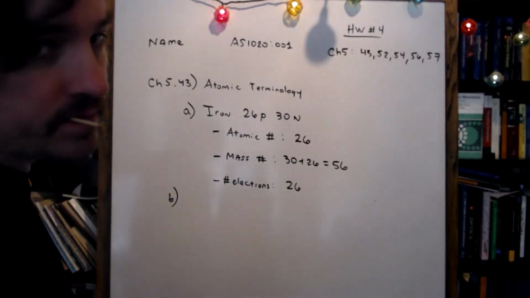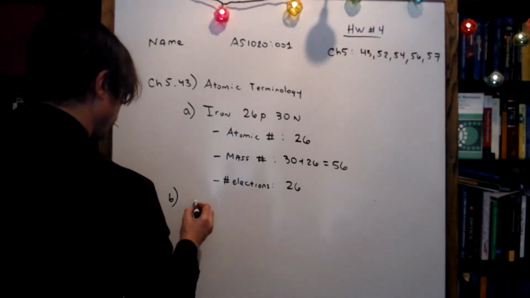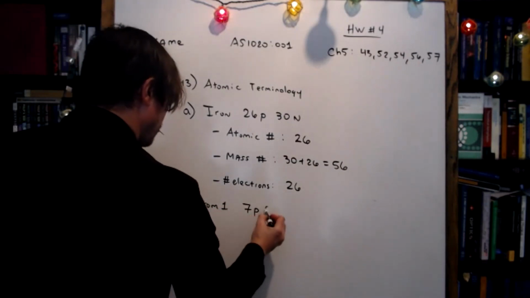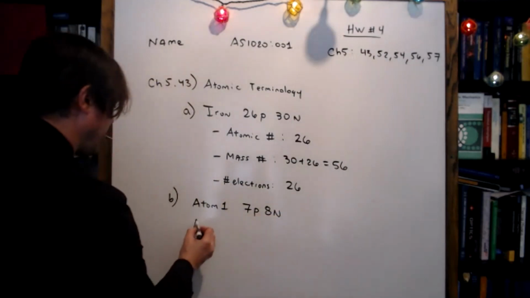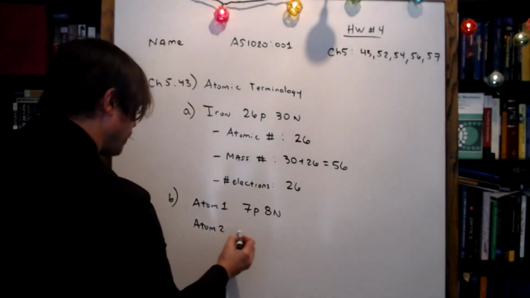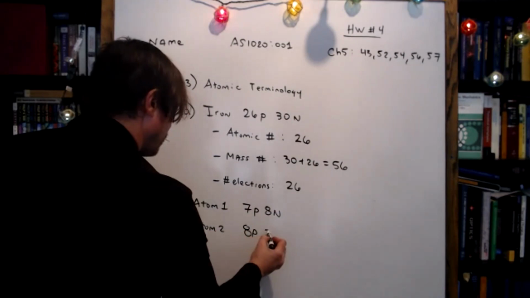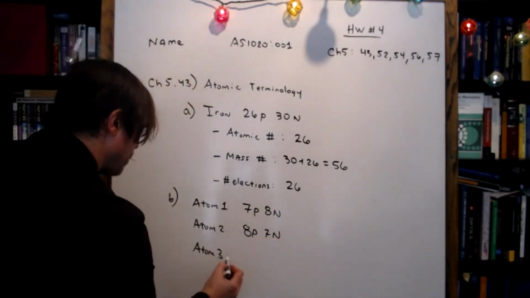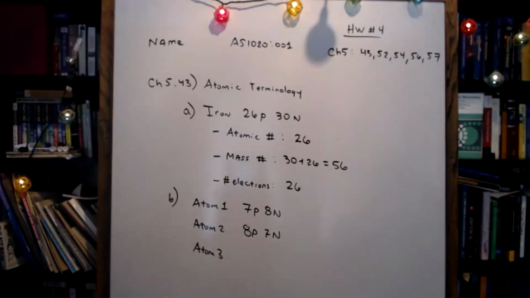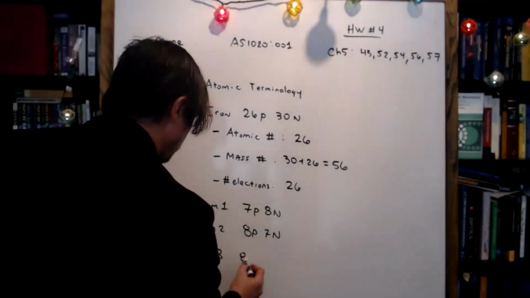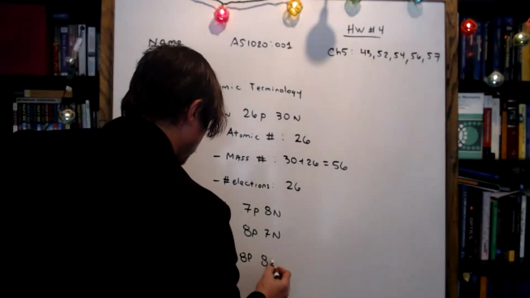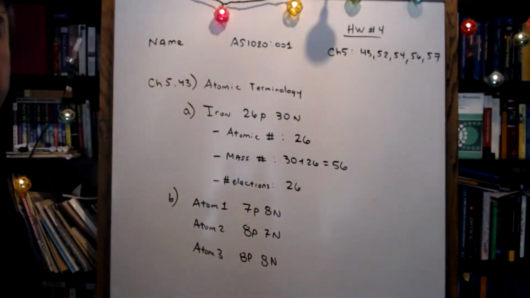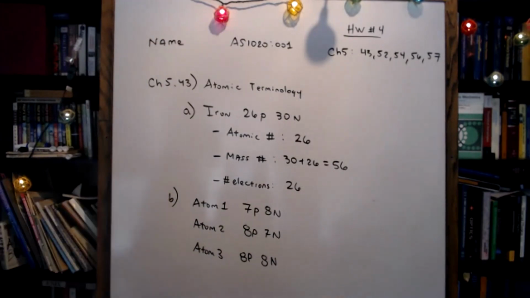Okay, consider the following 3 atoms. Atom 1 has 7 protons and 8 neutrons. Let me know when I can move on to atom 2. Okay. Atom 2 has 8 protons and 7 neutrons. And atom 3 has 8 protons and 8 neutrons. Which 2 are isotopes of the same element? You want to take a moment to write that down, Arunsak?